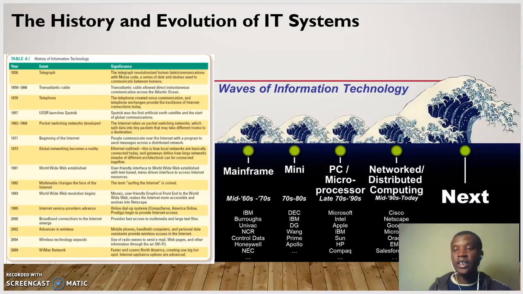In terms of a quick history of the evolution of IT, the diagram on the left shows you the timeline from the telegraph way back in the 1800s and up to now. And on the right, obviously, just a summarized view from the 60s, from the mainframe era to the PC era of the 70s and 90s, to the modern era of the connected cloud or internet era.